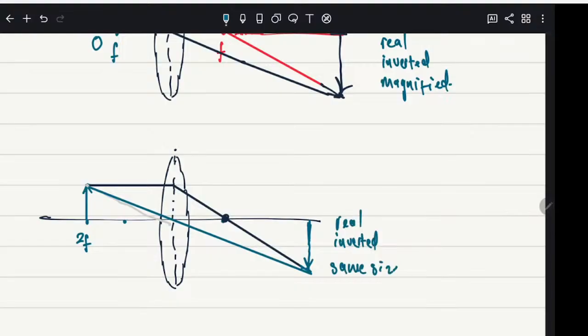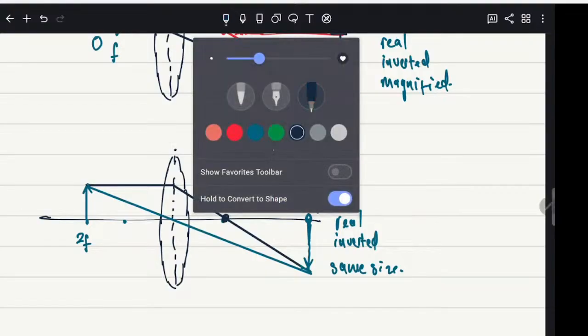So if you are exactly at 2F, my friend, then you are going to make an image also exactly at 2F. That's the weird thing. The image is going to be formed exactly at 2F. Okay? And it's going to be a real image. And it's going to be exactly at 2F? Yes. And it's going to be inverted just like all the other ones, but it will be the same size.